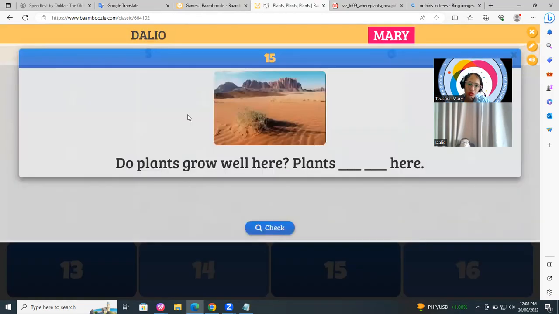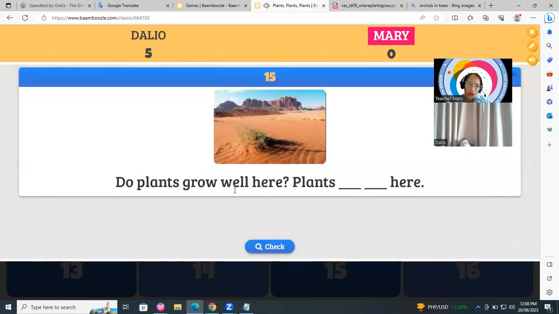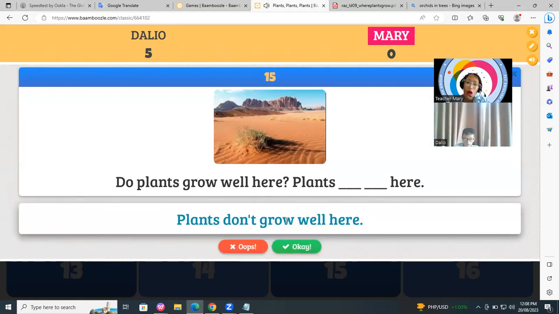Now I'll choose two. Do plants grow well here? Plants grow in here. I don't know. Oh, it's my turn actually. So I'm wrong. Plants don't grow well here. Okay, your turn.